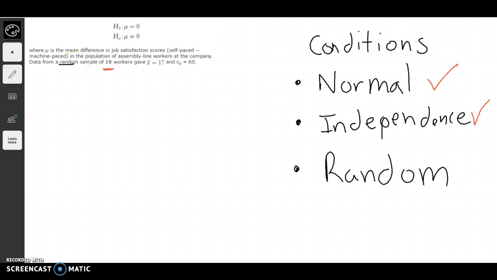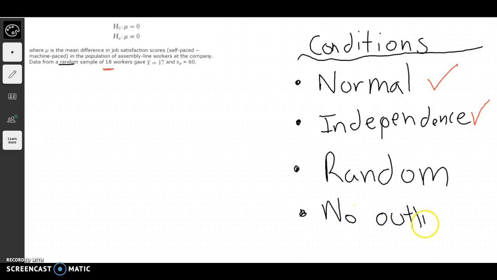The last thing you want to check if you're going to use a t-distribution is that there are no outliers. We can't check that in this case, but in some cases where they give you a data set, you need to use the 1.5 IQR rule to check for outliers, because a t-test can't handle outliers. We're going to assume in this case we don't have any.